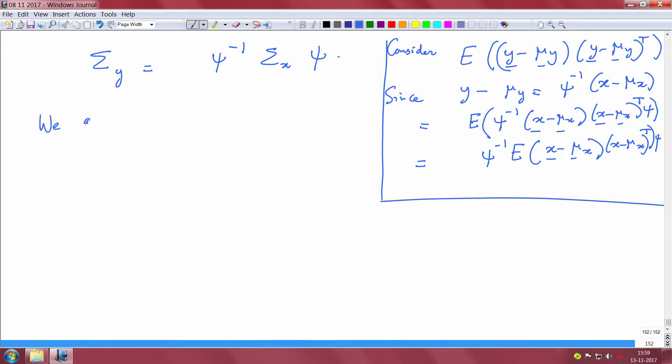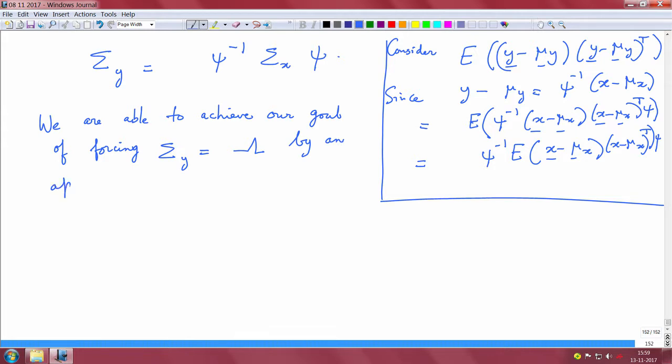Now we are able to achieve our goal of forcing sigma y to be lambda by an appropriate transformation A equals psi inverse. Right, we can get a diagonal matrix. We can say that sigma y is going to be lambda if A is chosen to be psi inverse.